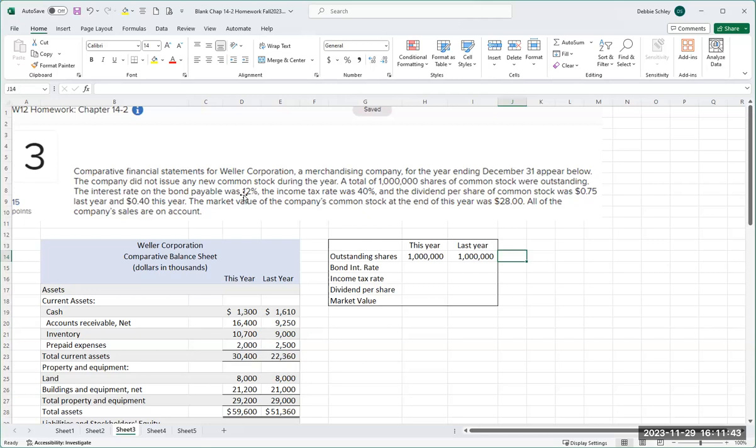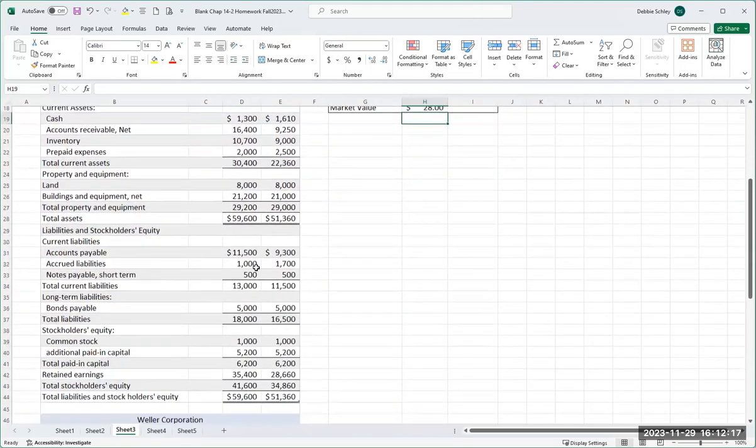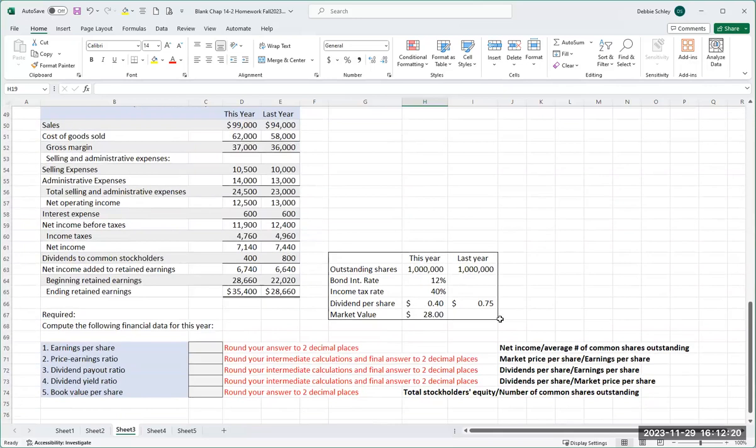The interest rate on the bond payable is 12%. The income tax rate is 40%. The dividend per share of common, excuse me, common stock was 75 cents last year, 75, and 0.40 this year. The market value of the company's common stock at the end of the year was $28. Okay, so we've got our whole balance sheet, and I just made a copy of that information. I just typed it in right here.